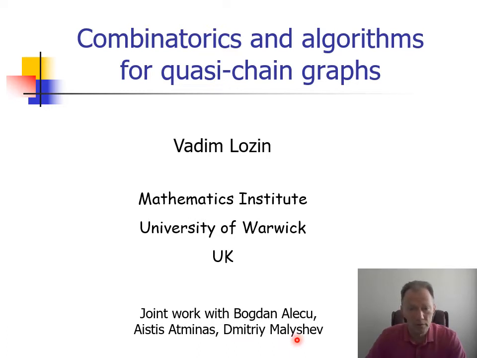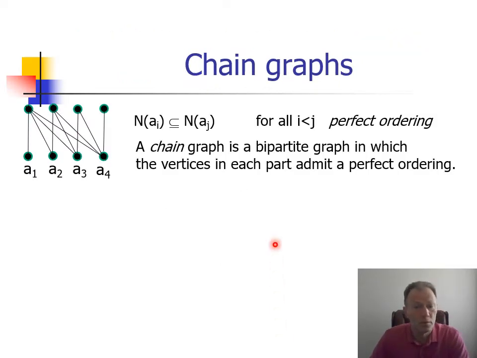Before I define the notion of quasi-chain graphs, let me first say a few words about chain graphs, which is a well-studied class of graphs. Let me say that a linear order of vertices is perfect if the neighborhoods of these vertices are nested, meaning they create a chain with respect to set inclusion. Then a chain graph is a bipartite graph in which the vertices in each part admit a perfect ordering.